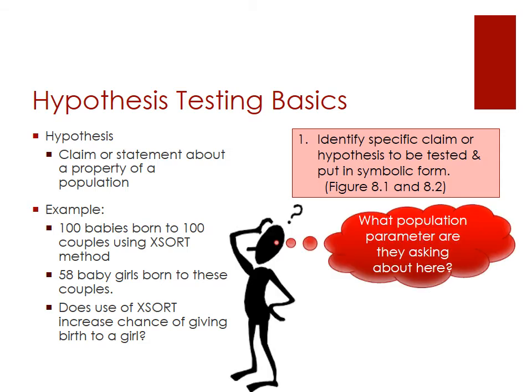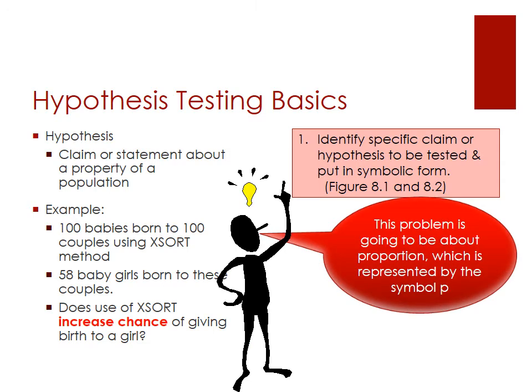So when we're looking at this, we need to ask ourselves a couple of questions to solve this first part. First of all, what is the population parameter they are asking about here? So looking at this problem, what are they asking for? Notice they're asking about an increase in chance. So if they're asking about chance, which parameter are they asking about? Are they asking about my mean, my proportion, or my variation? They're asking about proportion, and that's going to be represented by the symbol p.